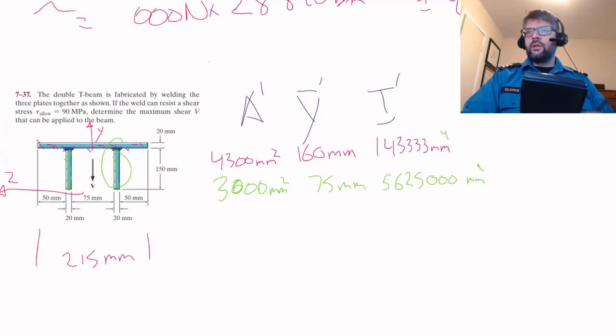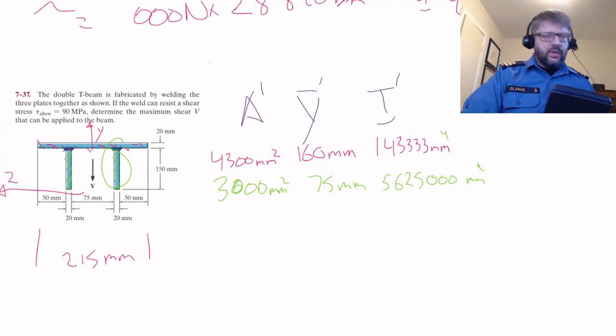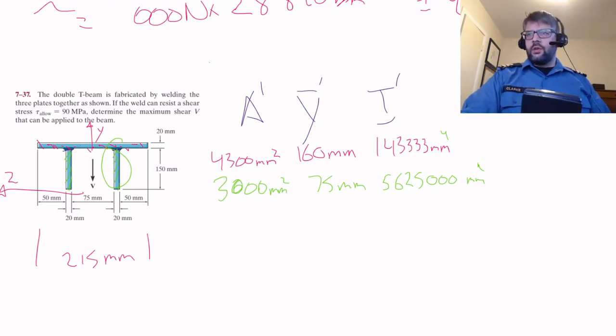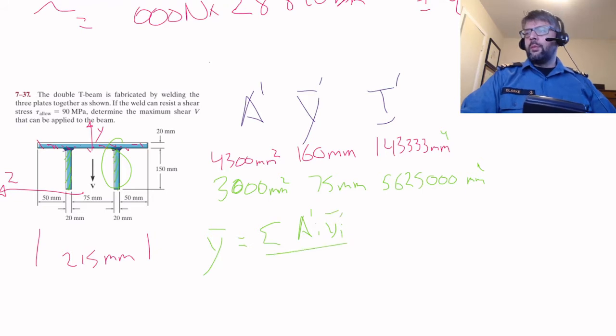So now we need to find where the centroid of this thing is. Again, that'll be relative to the bottom. That's the sum of our A prime Y bar prime divided by the sum of the areas for each of those segments.